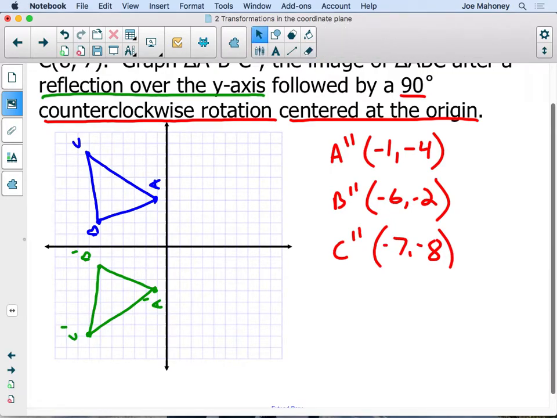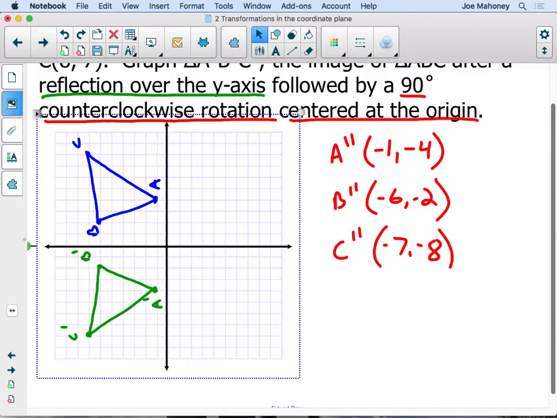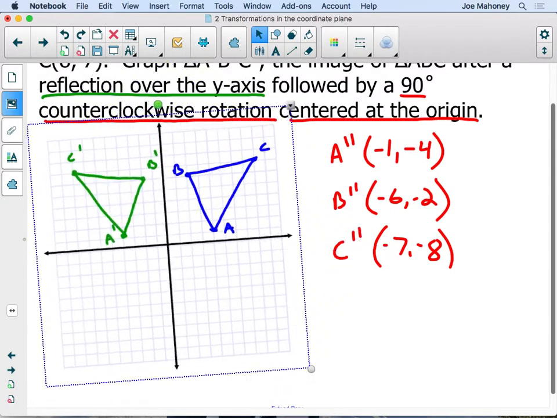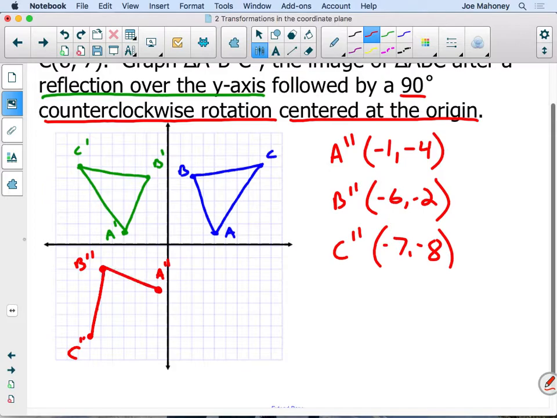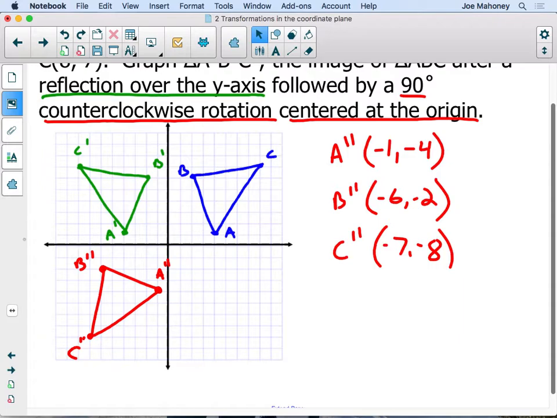So now, once I turn my triangle and I look at this one here, I say, okay, this is my answer. I write down the points of my answer. Now I'm going to rotate it back, and I'm going to graph those 3 red points. A double prime is at -1, -4. There's A double prime. B double prime is at -6, -2. There's where B double prime is. And then -7, -8, which is right down here. So hopefully it looks like the red triangle is the result of turning the green triangle 90 degrees centered at the origin.